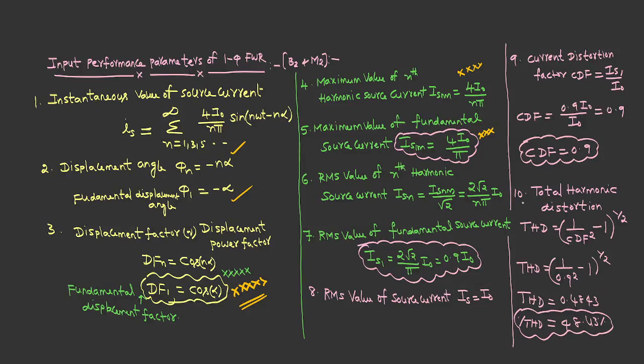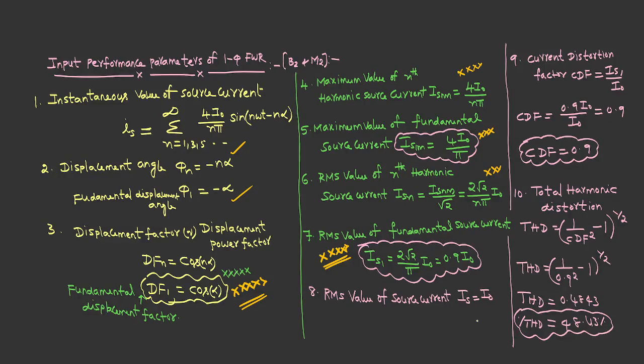What is the RMS value of nth harmonic source current? 2 root 2 by n pi into I naught, students. What is the fundamental current, the RMS value of fundamental source current? Many times it is already framed in different competitive exams. Even in GATE exam also 1 or 2 times it is framed. All these formulas are for single phase full wave rectifier.